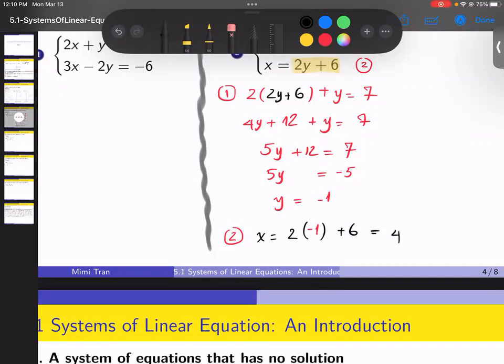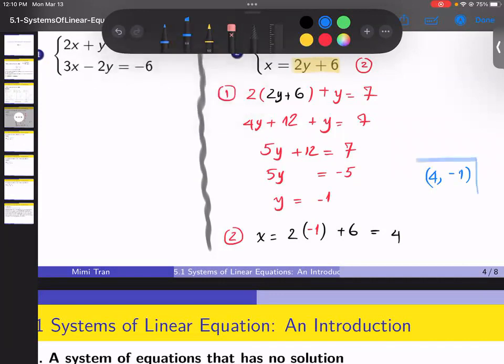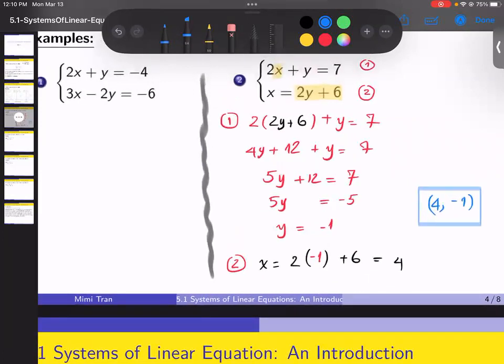Your final answer will be 4, -1. Write it as an ordered pair. So far, so good.